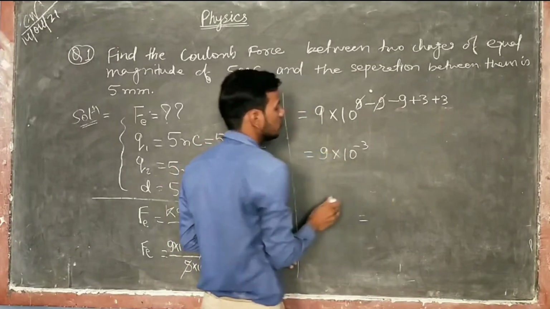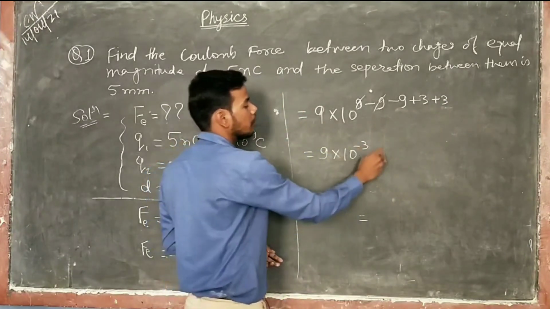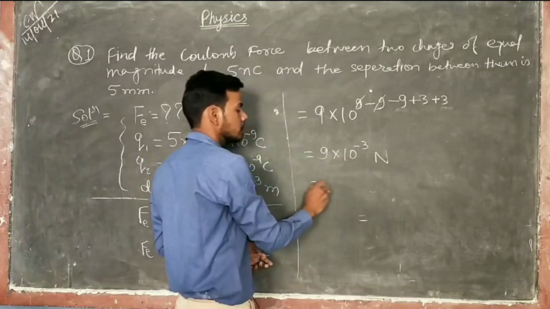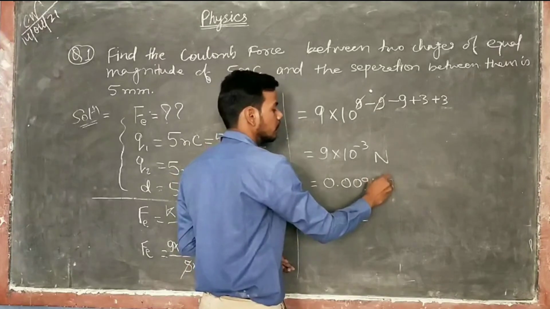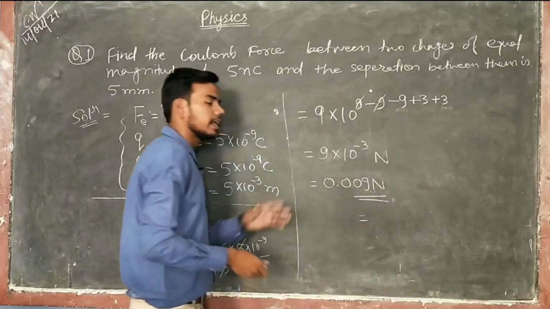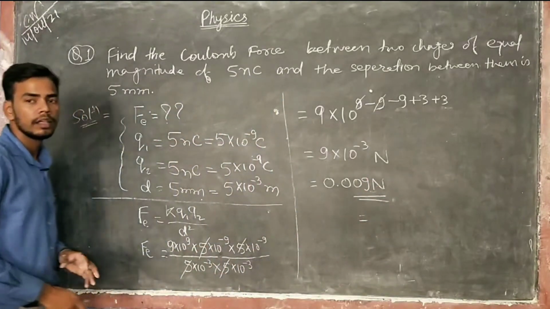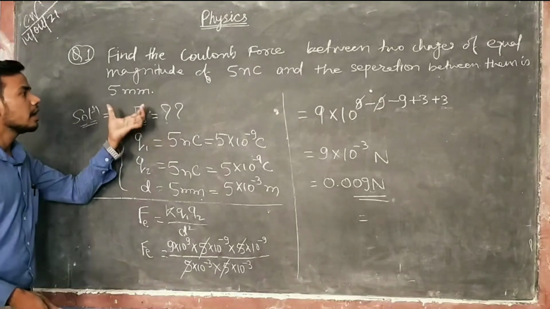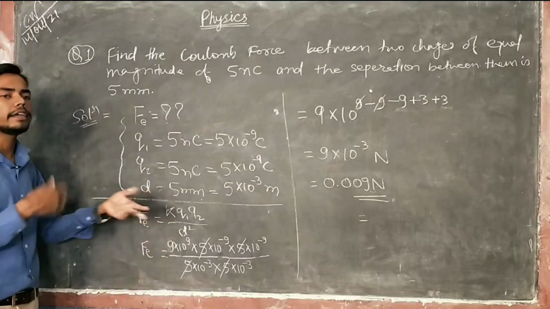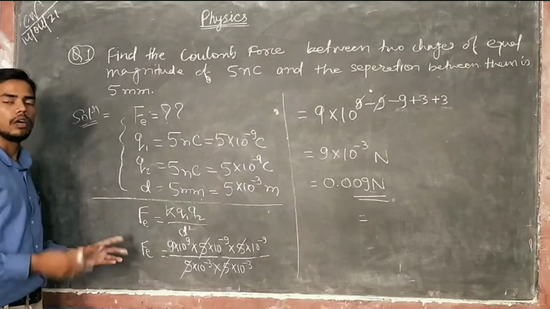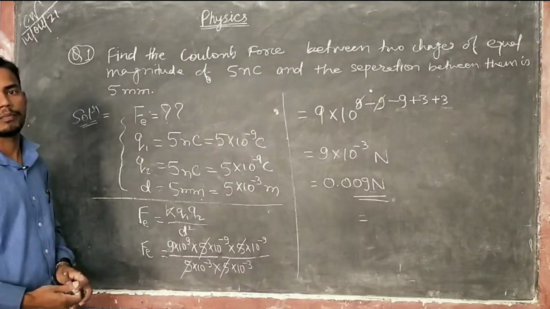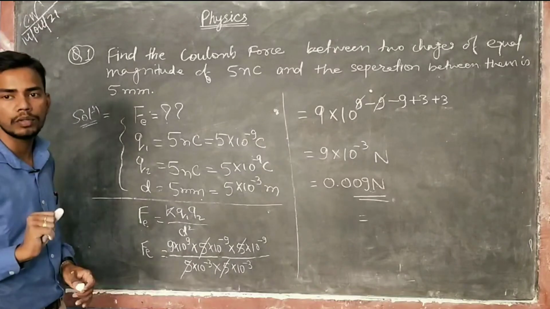So the last value is 9 into 10 to the power minus 3 Newton, which means 0.009 Newton. This would be the final answer, students. So this is the way to calculate any kind of numerical problem on the basis of Coulomb's law.